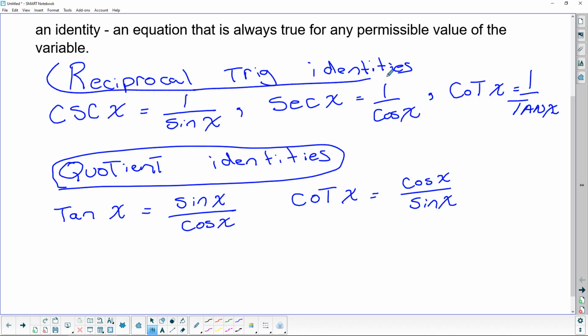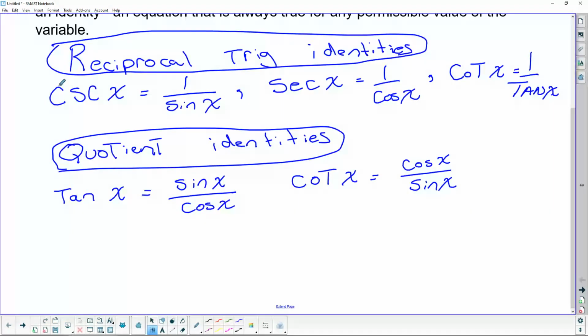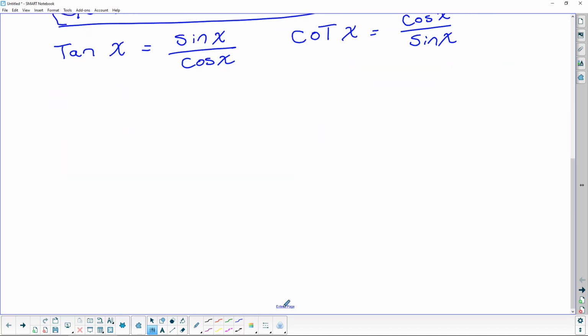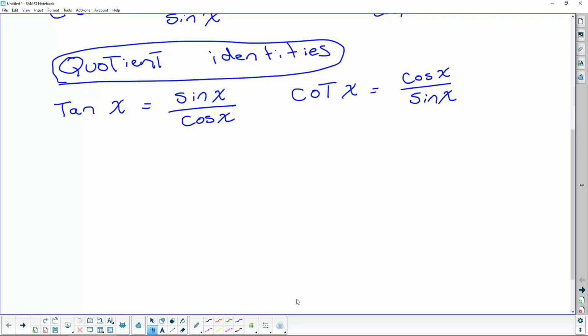Okay, and obviously these are all trig identities. Then we have the Pythagorean identities. This is the last section of trig identities that we're going to look at, and there's 3 of them. So there's 8 of these: 3 reciprocal identities, 2 quotient identities, and 3 Pythagorean identities. So I'm just going to move that up to the top here. And these ones are called Pythagorean identities.